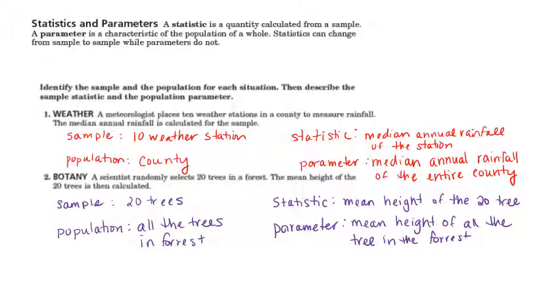And our goal is to get our statistic as close to the parameter as possible when we do a survey or take samples. All right, so you're going to do the next sheet. It's 1 through 5, and then it looks like 1 through 3. So that's not too bad. It's only 8 questions.